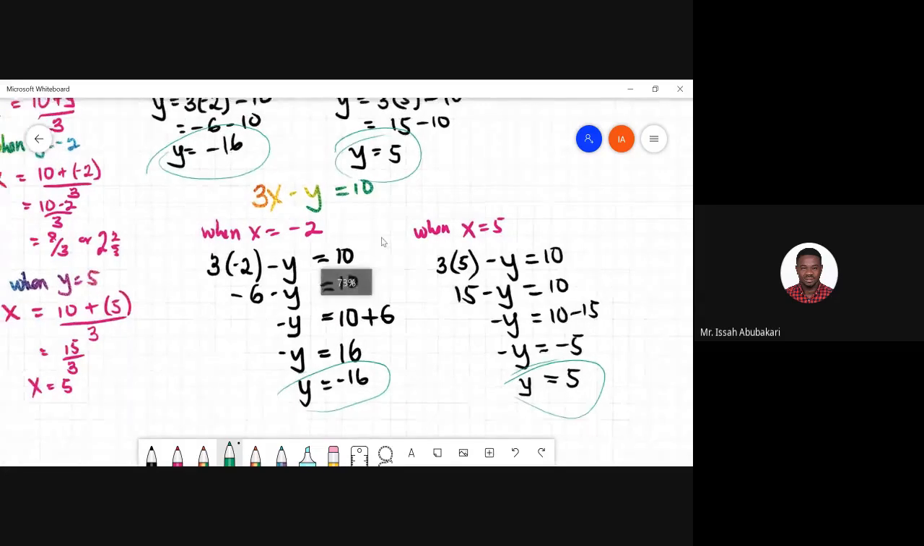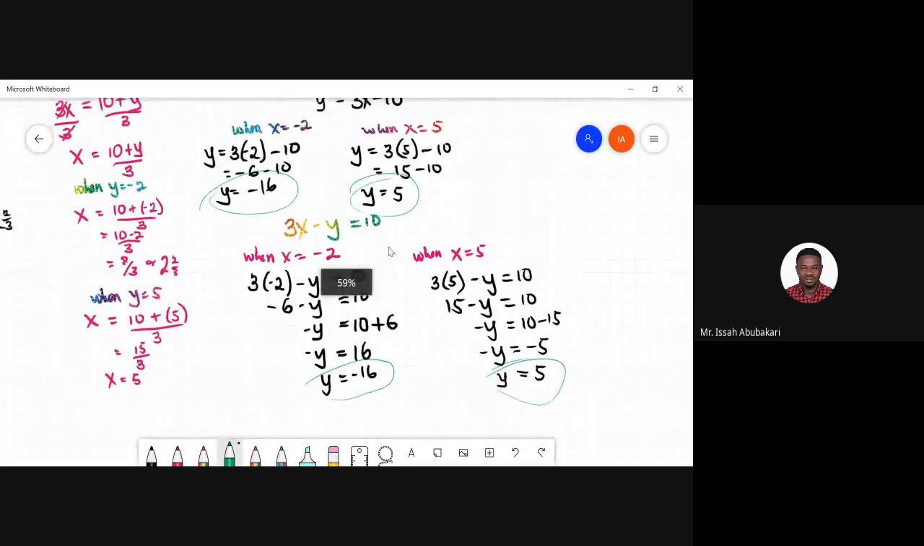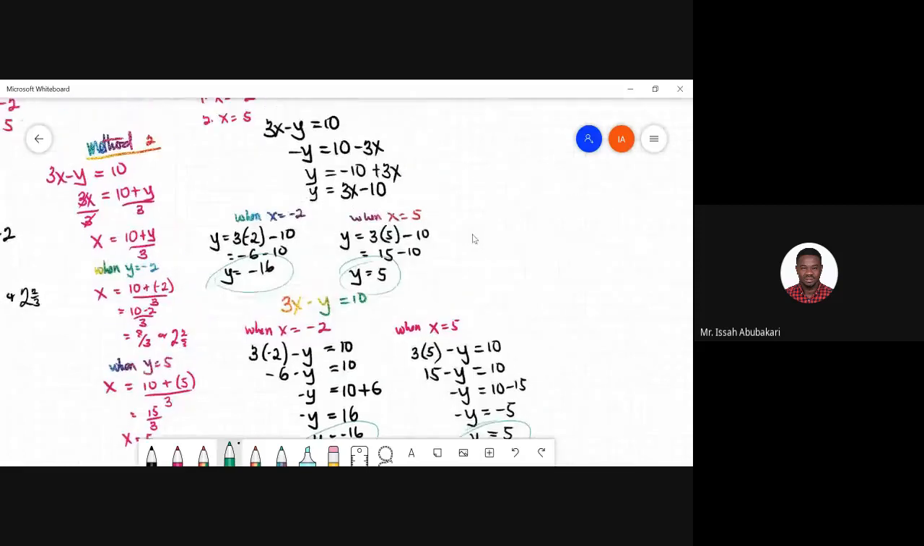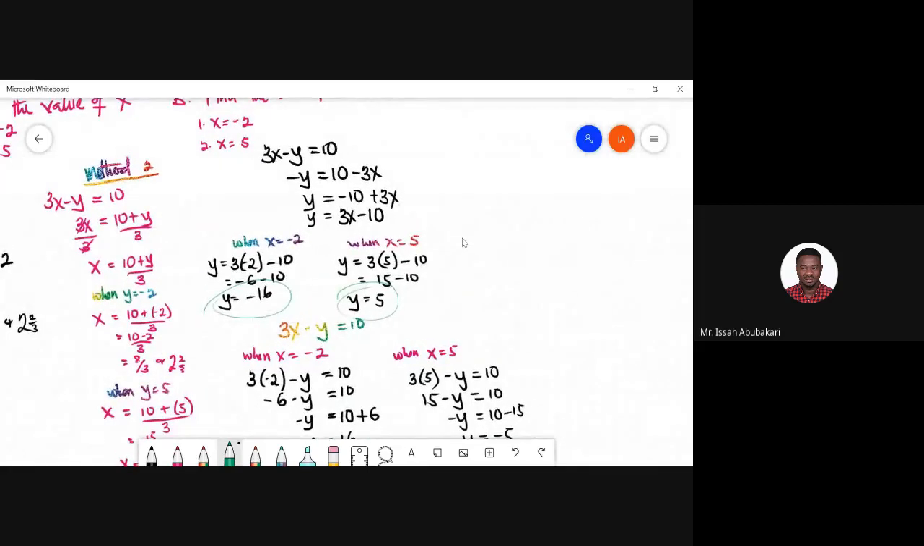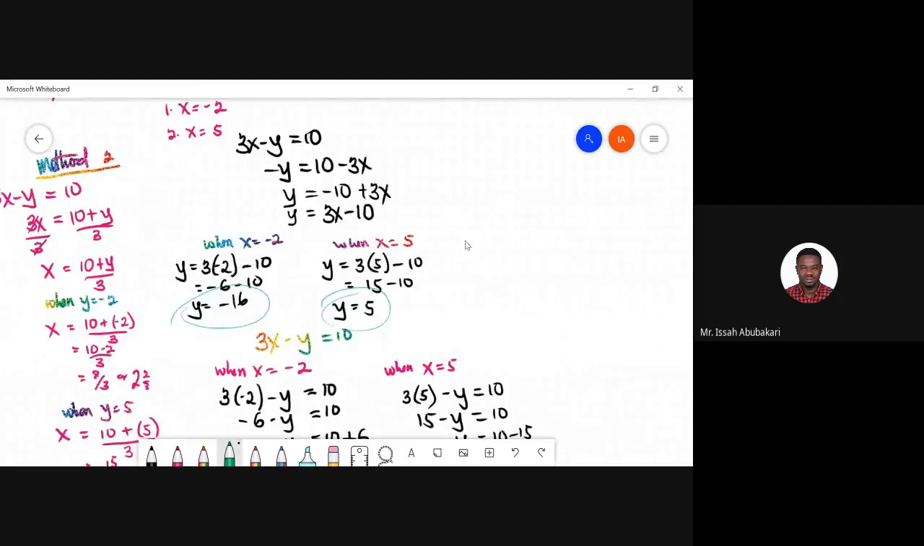But let's look at this. When you are using method 2, you are supposed to change the original equation from this form to this one, okay? Now, the disadvantage of method 2, and the reason why I would like you to choose method 1, is that when you change this equation from this to this and you get this equation wrong, it means all your answers will be wrong. If you get this equation wrong, all the answers will be wrong.